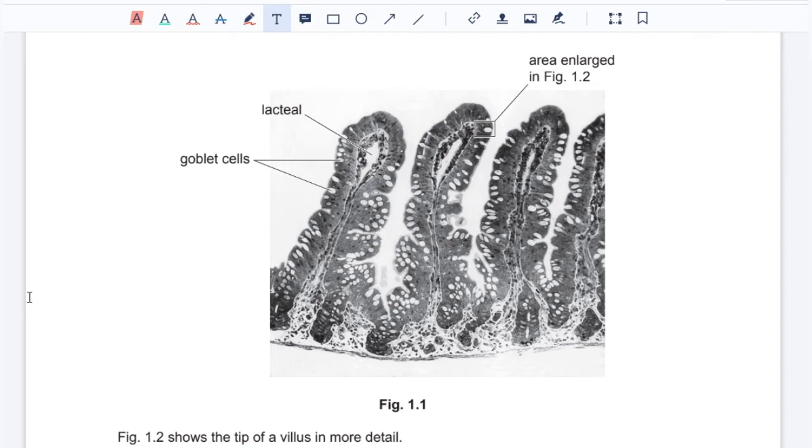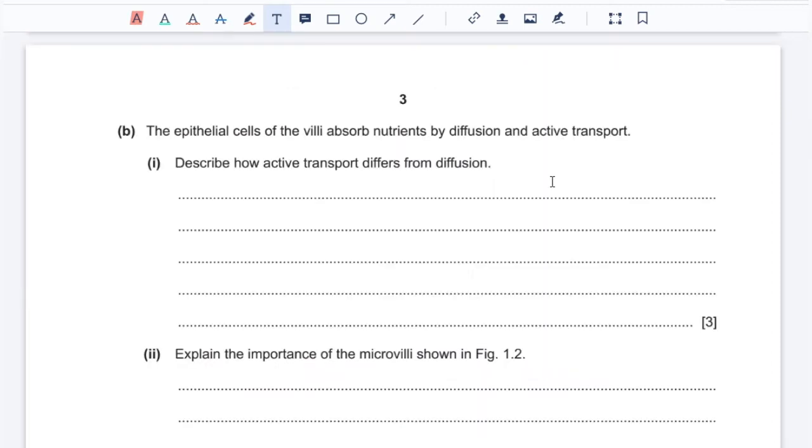Figure 1.2 shows the tips of a villus in more detail. So here you've got the goblet cells, the microvilli, and the epithelial cells. B. The epithelial cells of the villi absorb nutrients by diffusion and active transport. 1. Describe how active transport differs from diffusion.